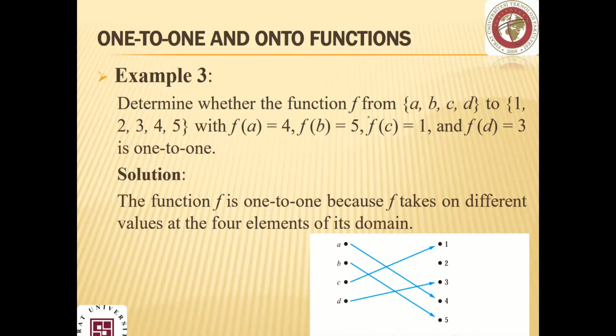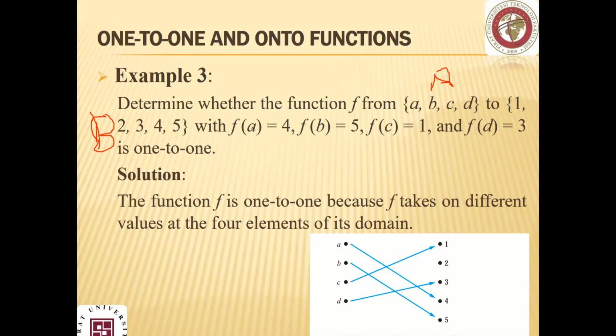Now think about f as a function from A to B. This is set A: A, B, C, D. And then we have set B: 1, 2, 3, 4, 5. Let's say we take an assumed mapping: f of A equals 4, f of B equals 5, f of C equals 1, f of D equals 3. Is it 1-to-1 or not? Now we need to see.